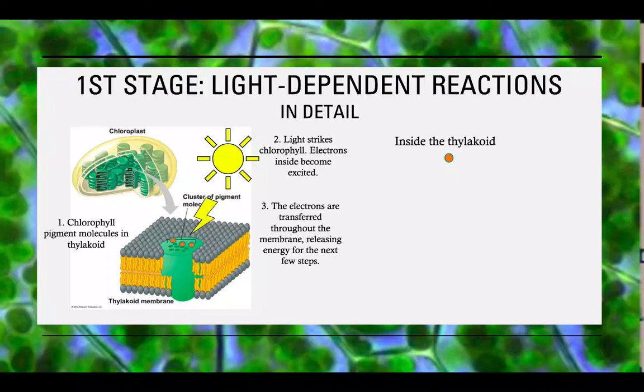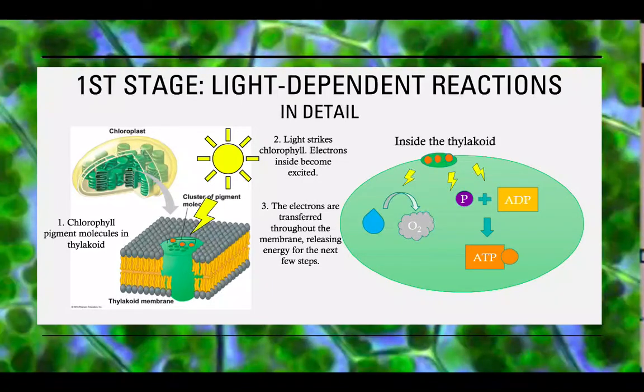So now let's look inside the thylakoid. So pretend that this green oval here is one of those little thylakoids, okay? So if you're looking inside of the thylakoid, at the top here you have our cluster of chlorophyll pigments, and we have 3 excited pigments there. So let's just pretend that's what those are, okay? And the lightning bolts are just showing energy being released by those electrons, okay?